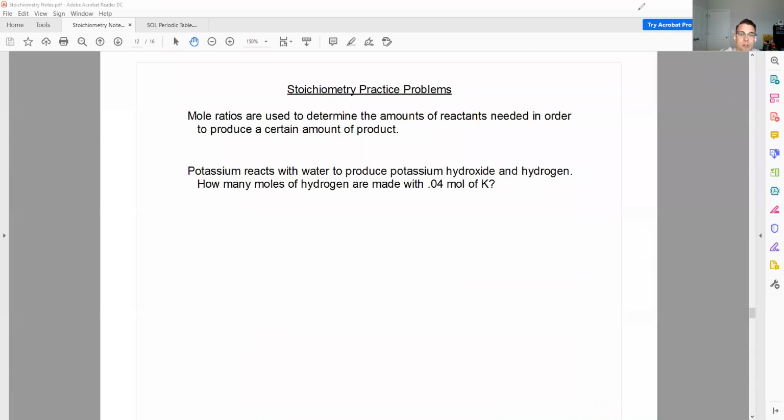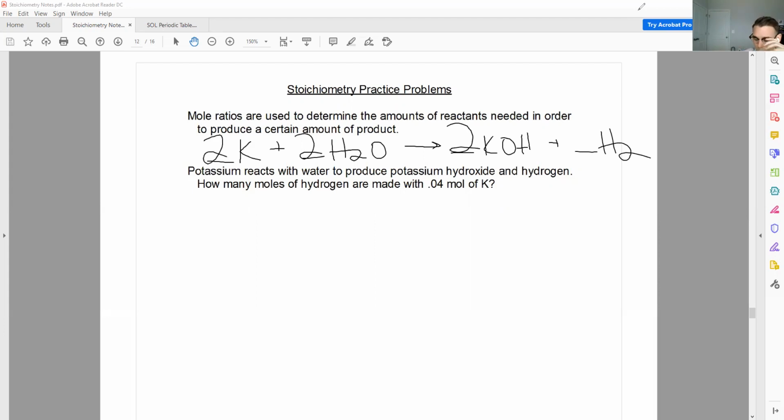It says mole ratios are used to determine the amounts of reactants needed in order to produce a certain amount of product. So it says potassium reacts with water to produce potassium hydroxide and hydrogen. Whenever we're doing a stoichiometry problem, very important, you need a balanced equation. It's crucial. So you always start by doing a balanced equation. Potassium reacts with water to produce potassium hydroxide and hydrogen. Got to be balanced. To balance it, it's going to be 2, 2, 2, 1. Okay, got to start off with a balanced equation.